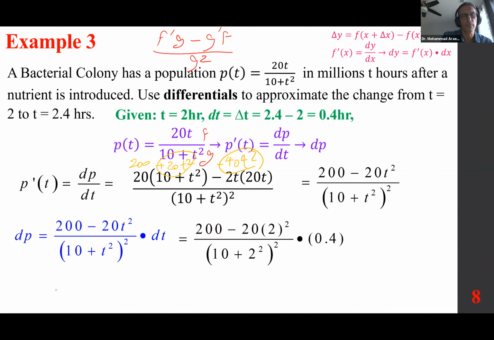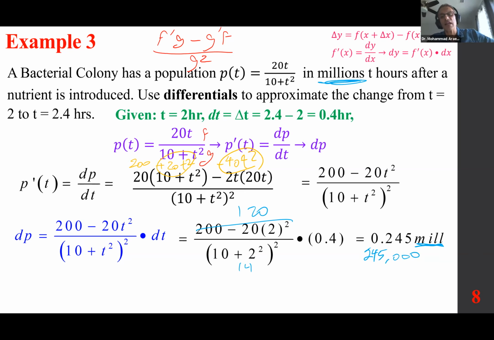And this is 10 plus 2 squared, which is 4, making it 14 squared, which is 196. Do the math. This is what you get. And I'm going to write this as, by the way, this is the reason you have 0.245 millions of bacteria. So 245,000. That's the meaning of 0.245 million.